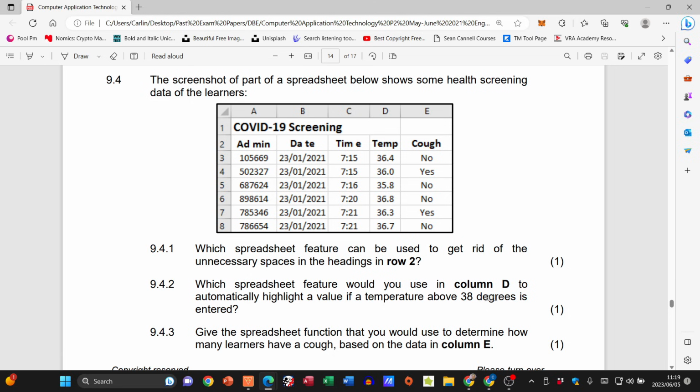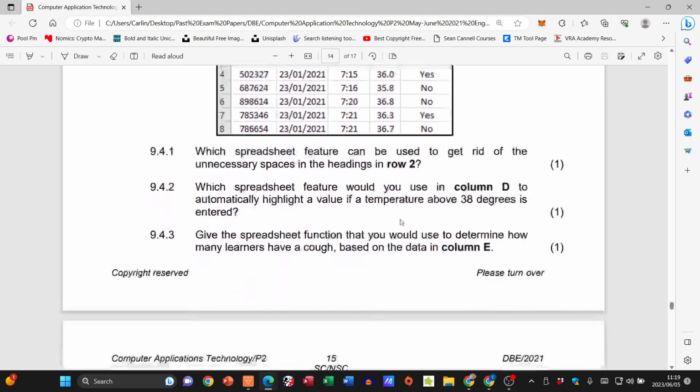Okay, 9.4.2, which spreadsheet feature would you use in column D to automatically highlight a value if the temperature is above, well, there we already know, 38 degrees. That is going to be conditional formatting. Remember, conditional formatting, we apply that and we put in a rule, and it will highlight those automatically for us.